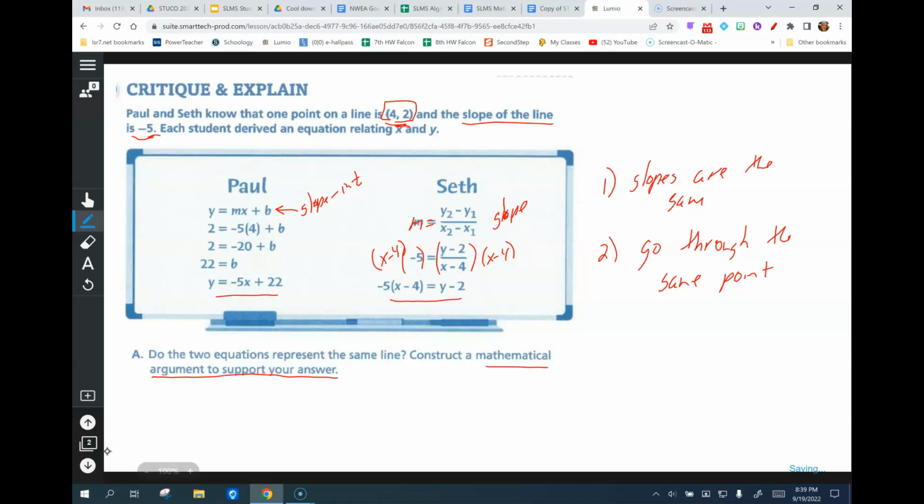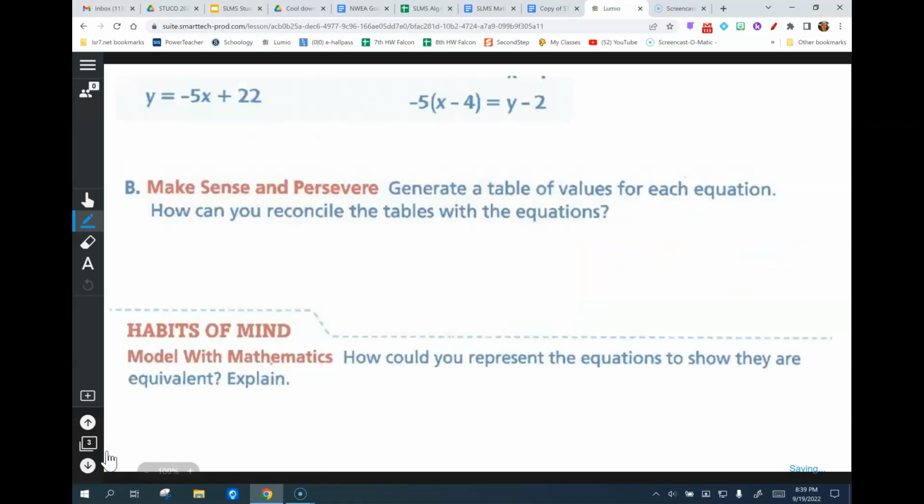Okay? Now in B, we take the two equations, and what it wants us to do is to generate a table of values for each equation. How can you reconcile the tables with the equation? So what they want us to do is to make a table for each of these. We pick the x values. Now if we want to see if they come out the same, let's pick the same x values. So my favorites, -1, 0, and 1. I'm going to leave some room to actually do this.